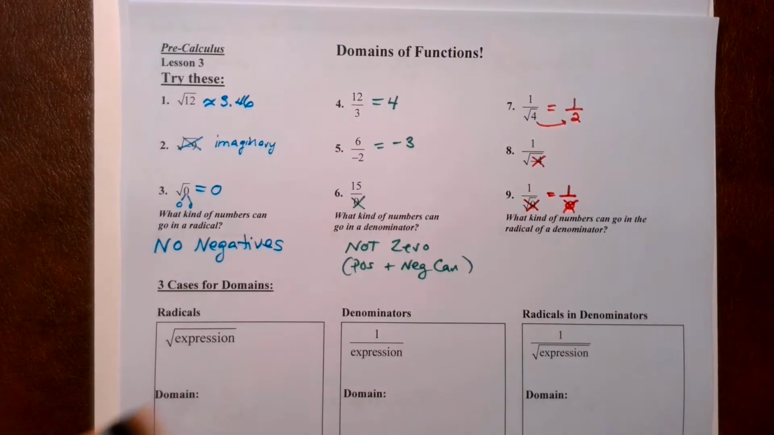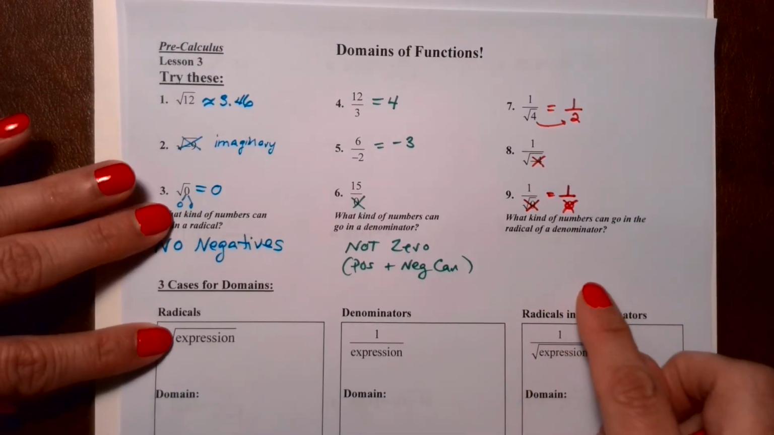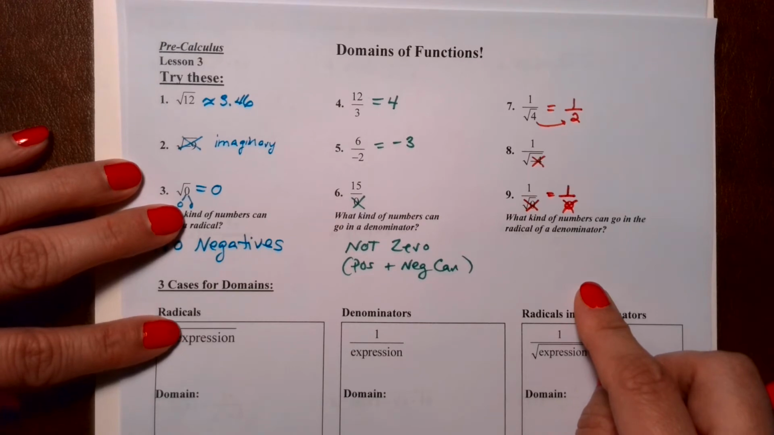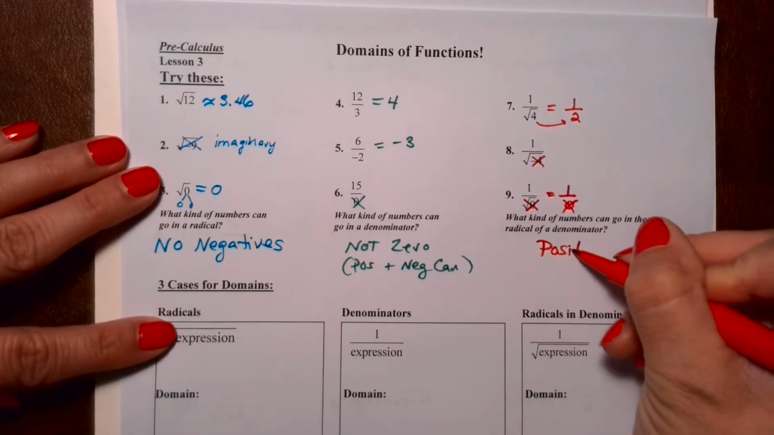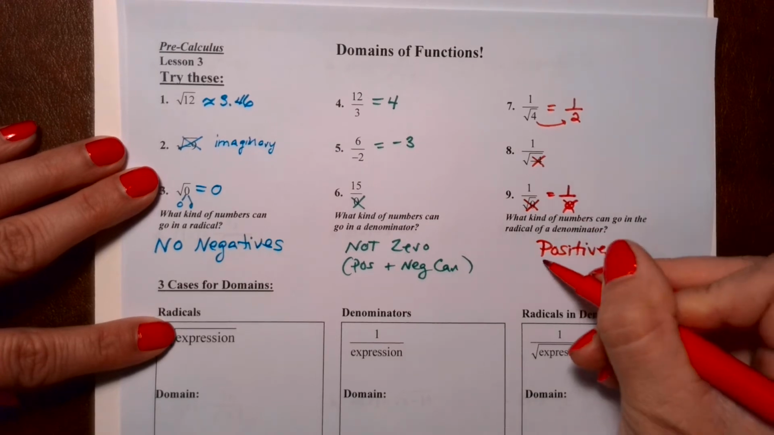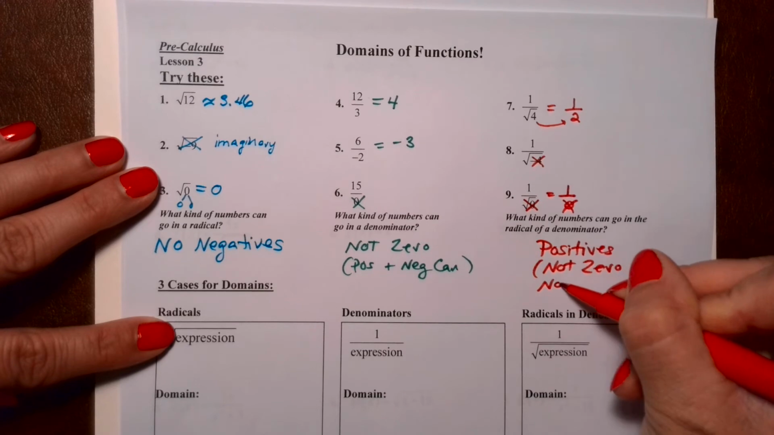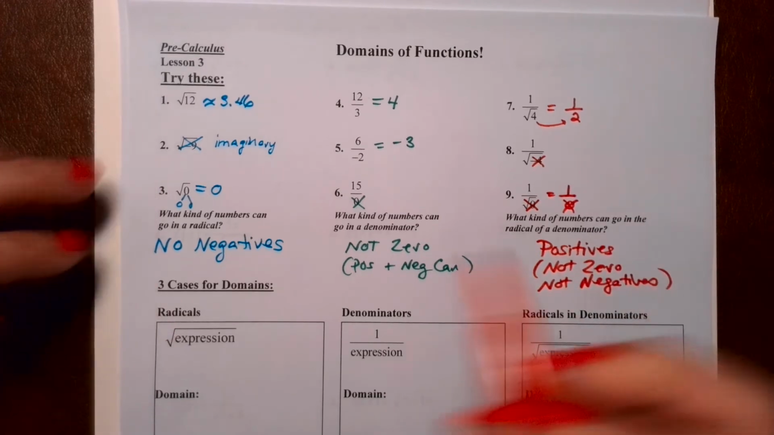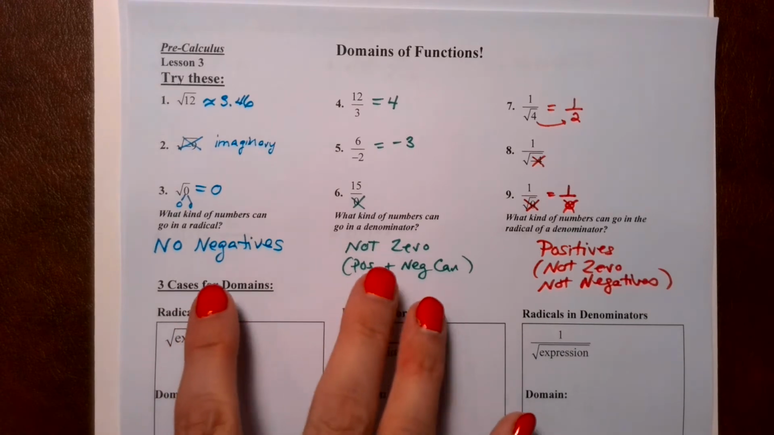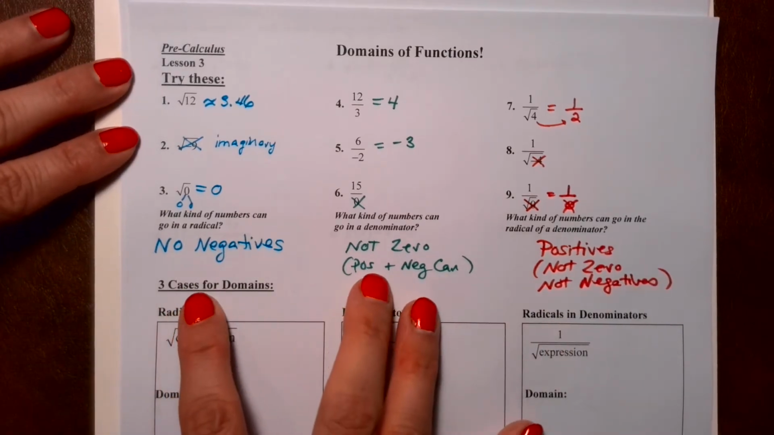So when you have the radical in a denominator, what kind of numbers can go in? Positives. We cannot have 0, and we cannot have negatives. So really, some people say, aren't there really only 2 cases? Case 3 is really just the first 2 put together.